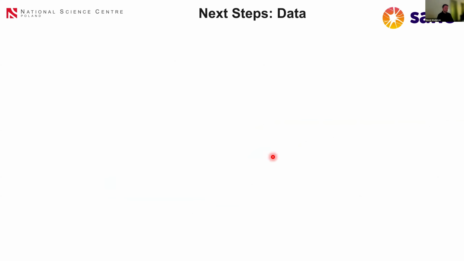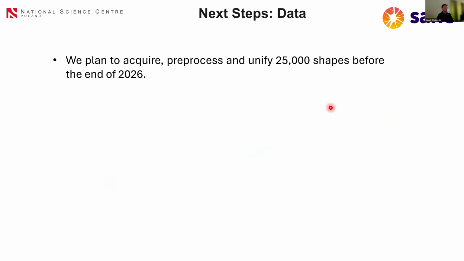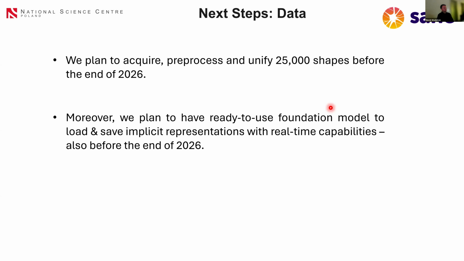In terms of the next steps for the data, our plan is to acquire, preprocess, and unify at least 25,000 shapes before the end of this year. With this number of shapes, we can start to work on a foundation model dedicated to shape analysis. And we plan to have this implicit model dedicated to storing the implicit representation ready before the end of this year.